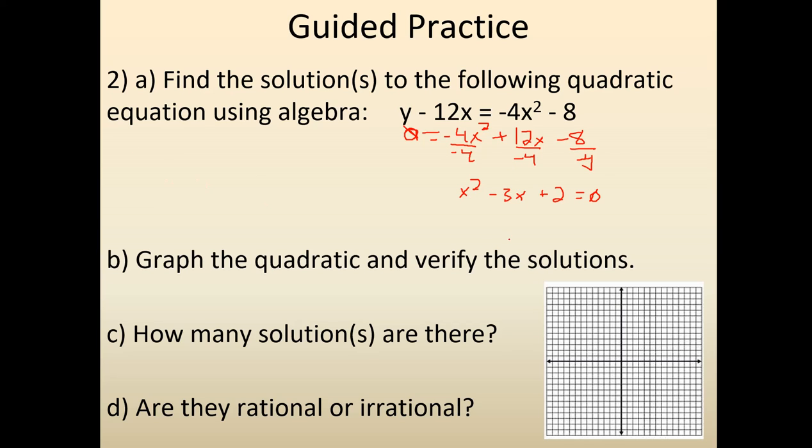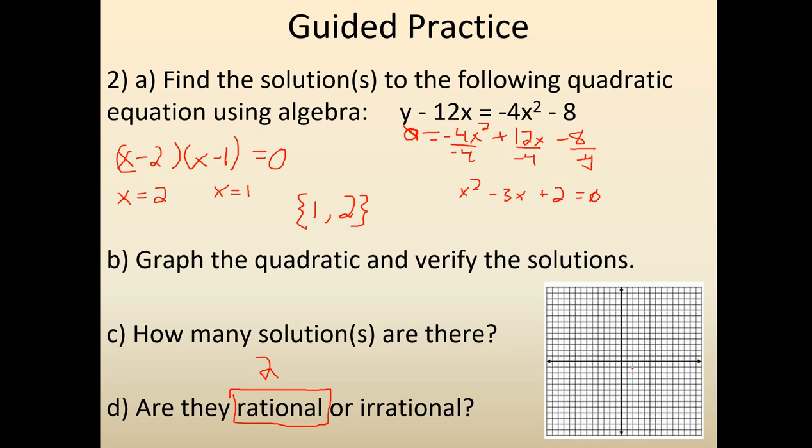When I graph this, I can factor this very easily. Two numbers that multiply to 2 and add to negative 3 will be x minus 2 and x minus 1, because negative 1 and negative 2 multiply to 2 and add to negative 3. Set each of these factors equal to 0, and we end up getting x equals 2 over here and x equals 1 over here. So my solution set will be 1, 2. Going to C and D, there are two solutions, and they are both rational.